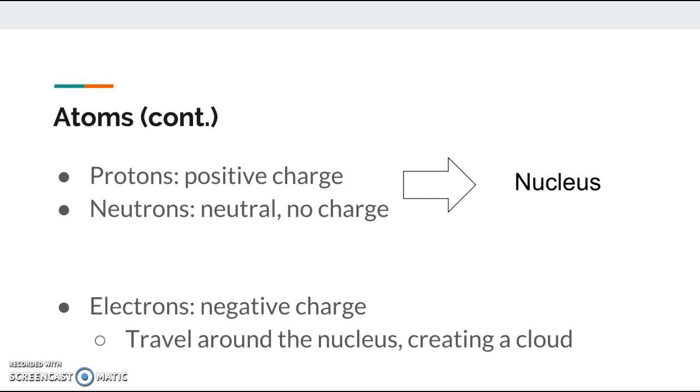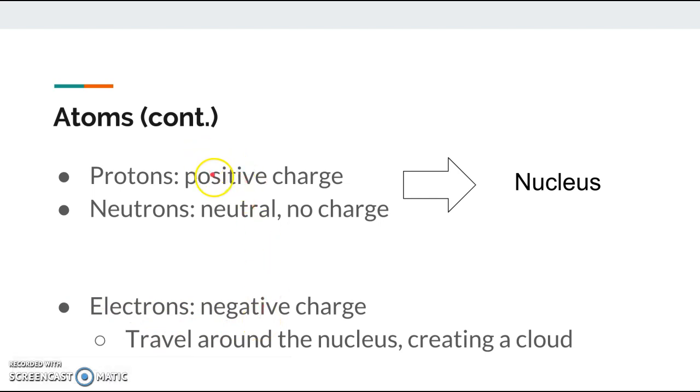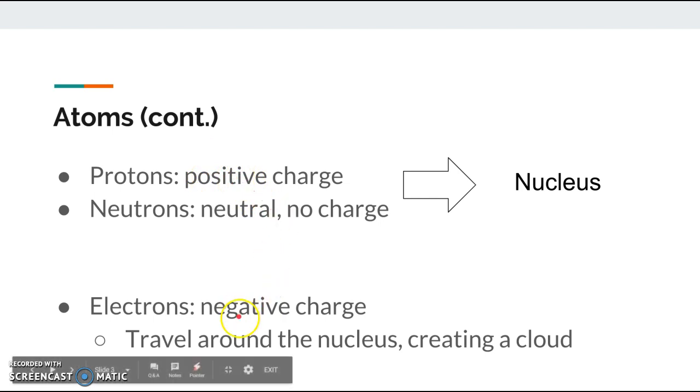What is on the outside of the atom are the electrons. The electrons have the negative charge, so they balance out the protons. So any given atom, in its normal state, will have the same number of electrons as it does protons.